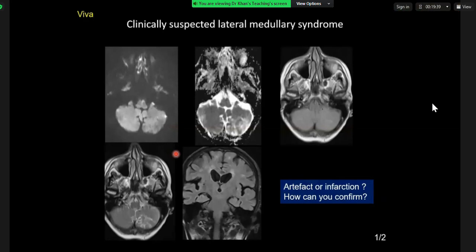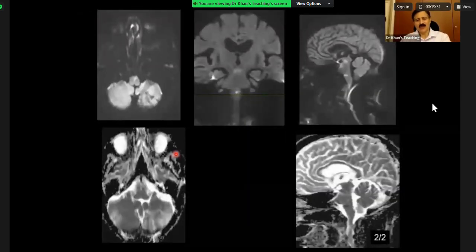To be honest, I'm not sure. Would contrast enhanced images help at all? Okay, so technique is what we are talking about.